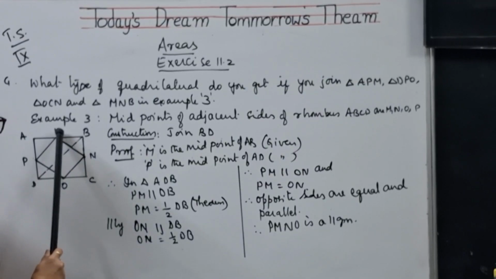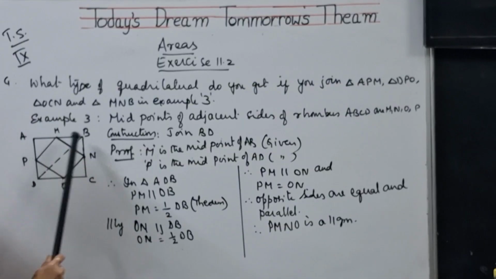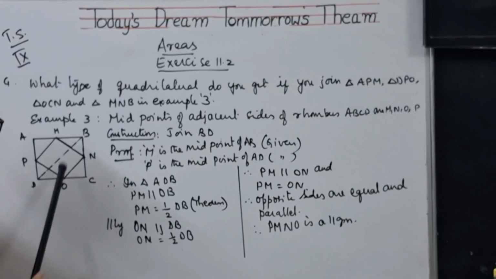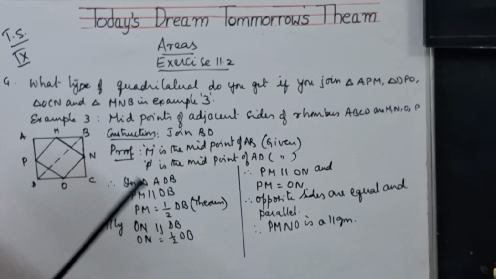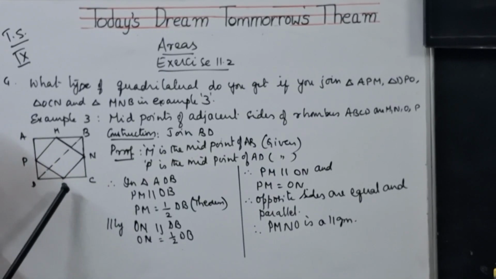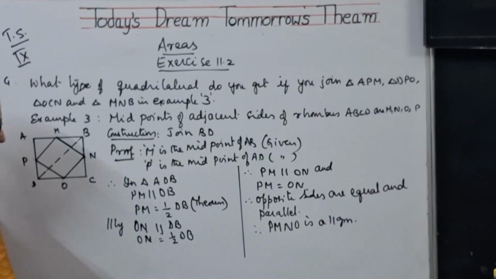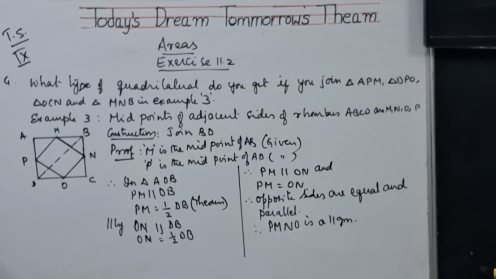So what we can say, PM is parallel to DB and PM is half of DB. Similarly here, in this triangle also, ON is parallel to DB and ON is half of DB. So on the whole, PM is parallel to ON and PM is equal to ON. Opposite sides are parallel and equal, then definitely it is a parallelogram. Please note it down, children.